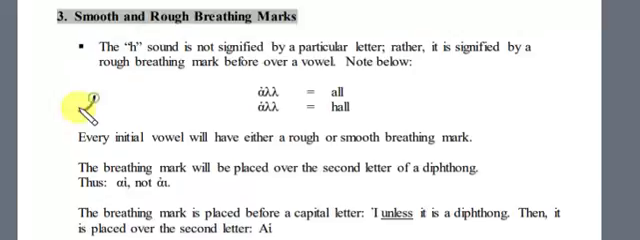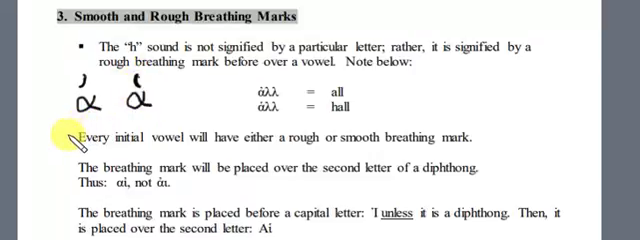The smooth breathing mark, the apostrophe, would be no H. The rough breathing mark is the H sound. So this would be ah, and this would be ha. If you want to think of it this way, the apostrophe is the smooth with no H sound, and the rough breathing mark is the reverse apostrophe, if that helps you, great.